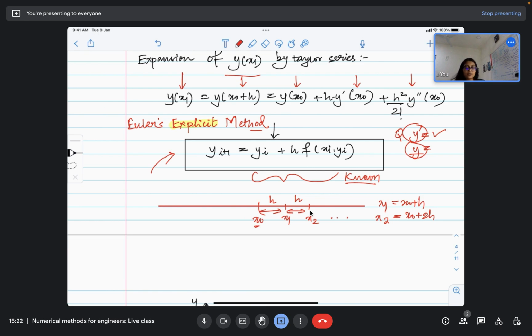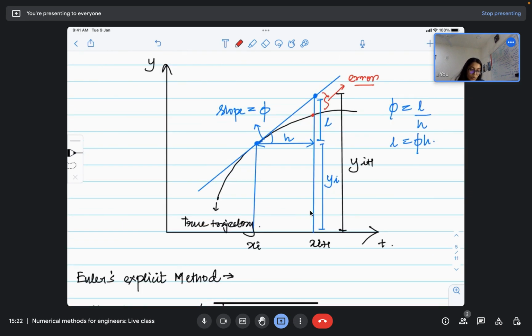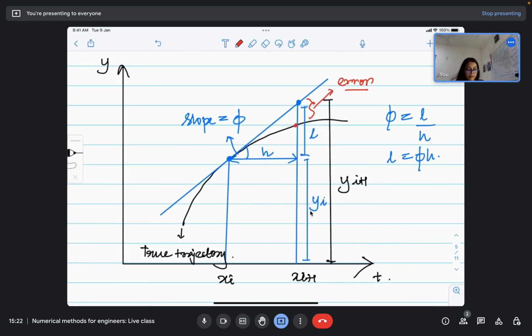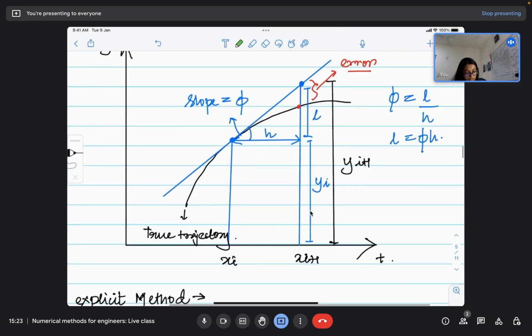Okay. So let's take a moment here and understand what we are basically doing graphically. Let's take this curve, which is the true trajectory, this black line. Now we are given the value of the slope at xi. So basically we know this point yi at xi, and we are also aware of the slope at this point.